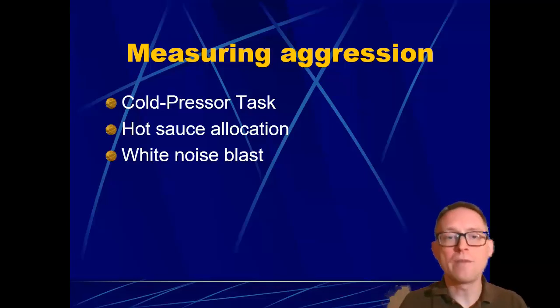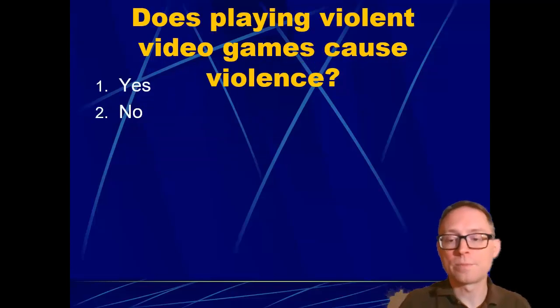Now, obviously, these are not as real life, right? They have less external validity as compared to hitting, punching, stabbing, that kind of thing, somebody else. But they are measures of aggression that we have used in experiments in a lab, because there's only so much we can do to be ethical in our experiments in labs.